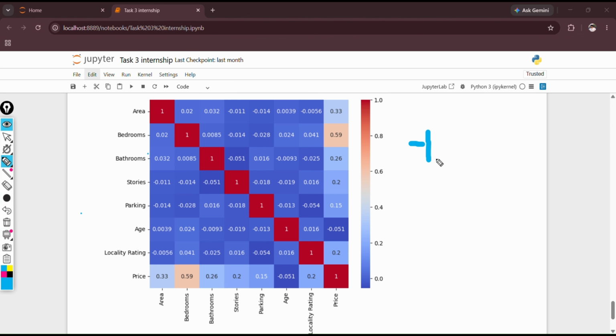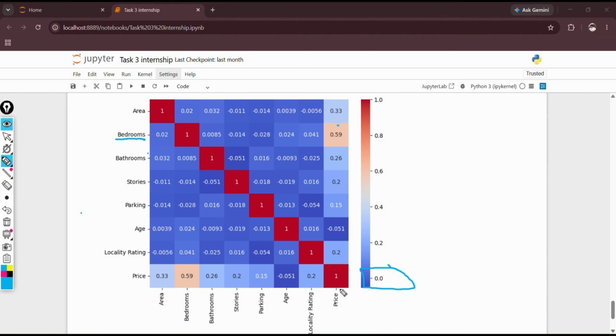The correlation value ranges from -1 to +1. A value close to +1 means a strong positive relationship, meaning as one variable increases, the other also tends to increase. A value close to -1 means a strong negative relationship, and a value close to 0 means there is little or no relationship between the variables.